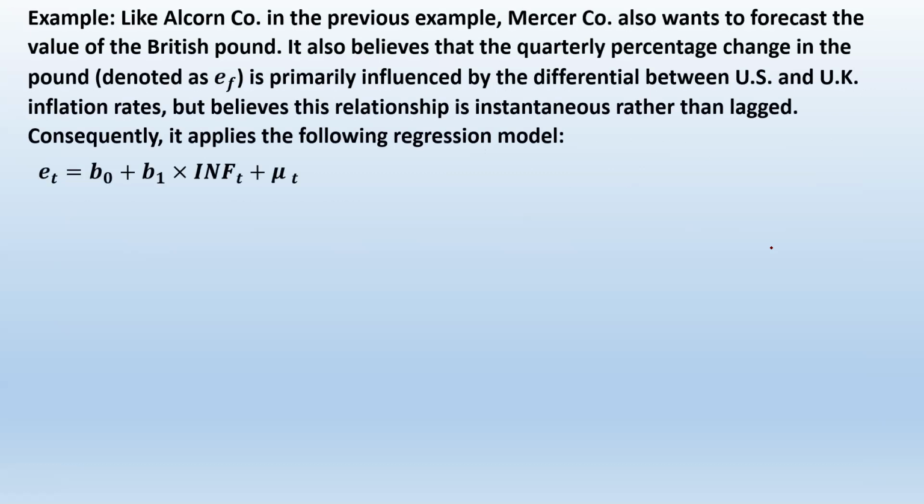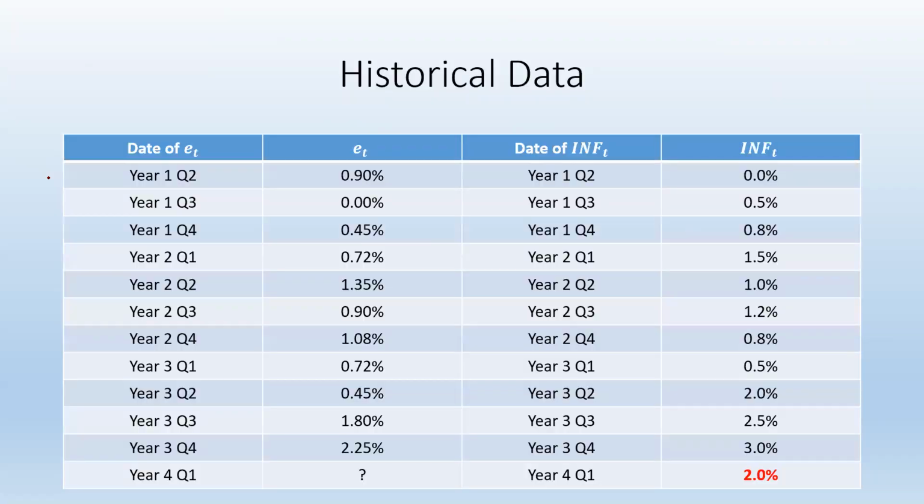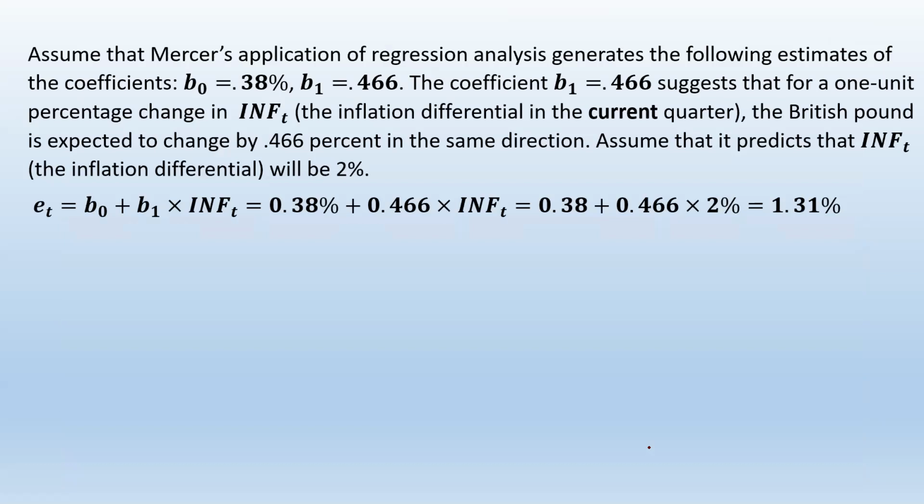So the regression model here is no longer t minus 1, it's t. So this is current quarter corresponding to current quarter. And here's our data again. We know the only available historical data is up to year 3, quarter 4, and the year 4, quarter 1 data, which is the current quarter's data, should be predicted. And then let me switch back to the Excel here.